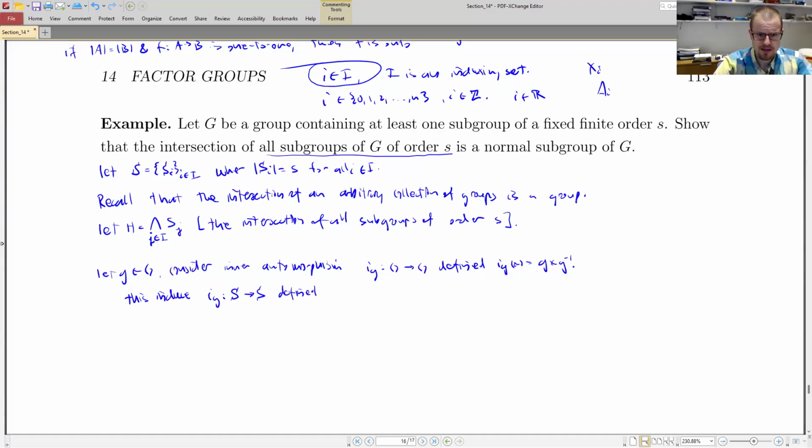defined by I sub g of Sj is equal to G Sj G inverse. That's no surprise. That's what it looks like to plug in a set into this function. When I plug a set into this function, that's the set that I'm going to get out. So I'm just saying, oh, look, we can plug in sets. Cool. So it's not really even inducing. I'm not sure that that specification needs to matter.